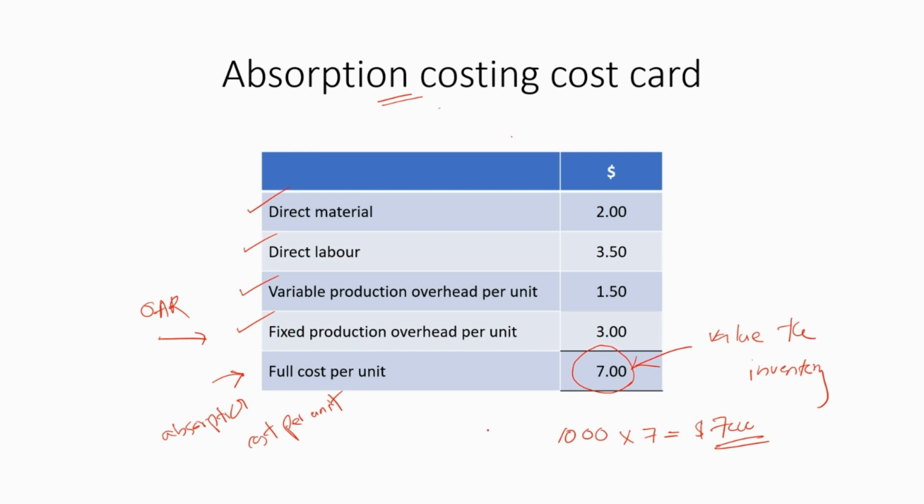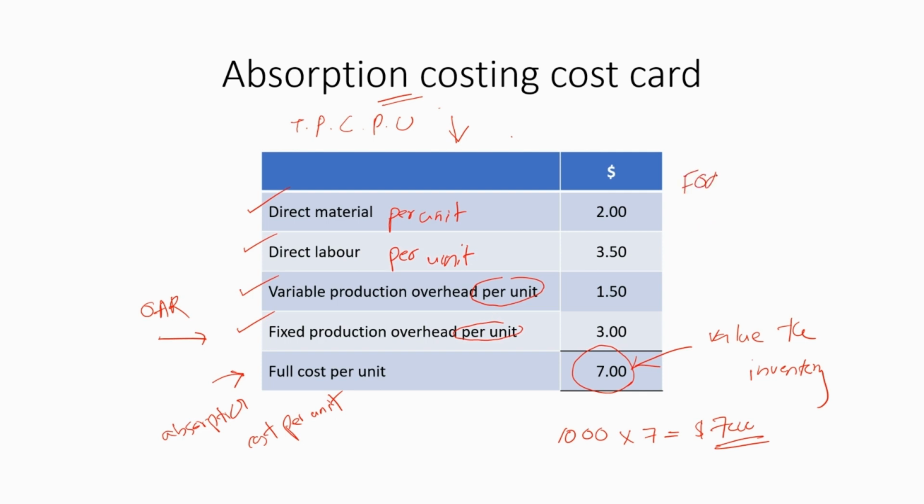Here is the absorption costing cost card. As you can see, we are calculating the total production cost per unit. So all of these costs should be per unit values: direct material per unit, direct labor per unit, variable production overhead cost per unit, and fixed production overhead per unit. So we cannot use the per machine hour or per labor hour value here. We have to convert those values into a per unit value.